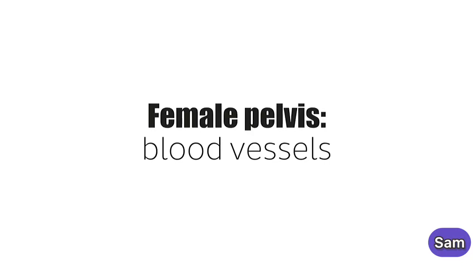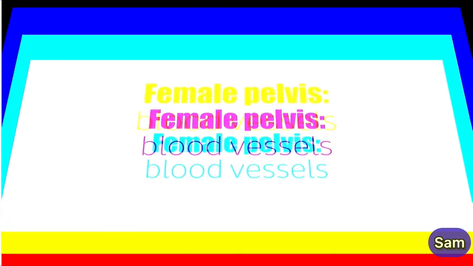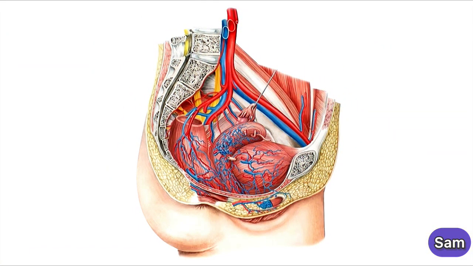In today's tutorial, we will be looking at the blood vessels of the female pelvis. Before we begin, I'm just going to give you a quick overview of the things we're going to cover today. So here we can see a lateral view of the pelvis. We can see the blood vessels found in the pelvis and the structures they supply, such as the rectum, the uterus, and the urinary bladder.